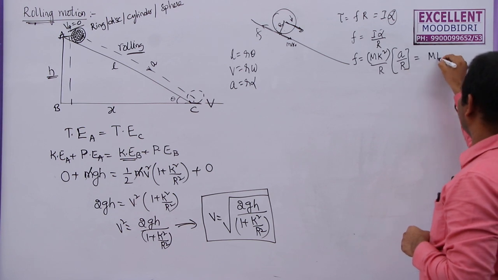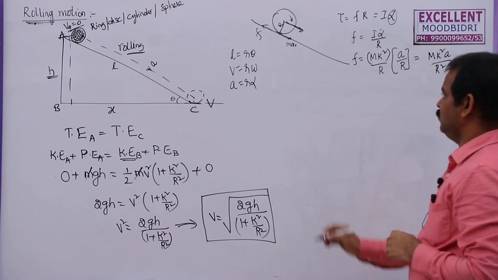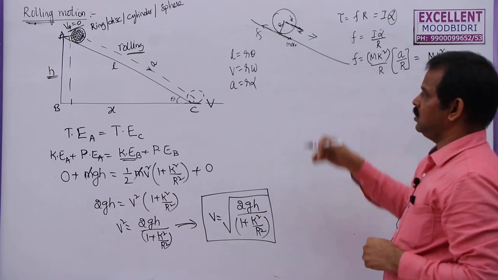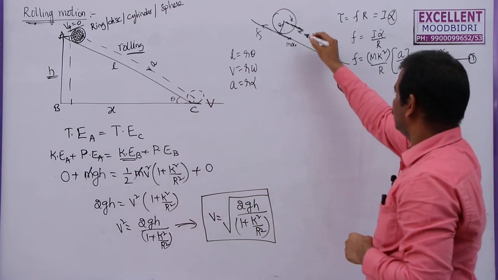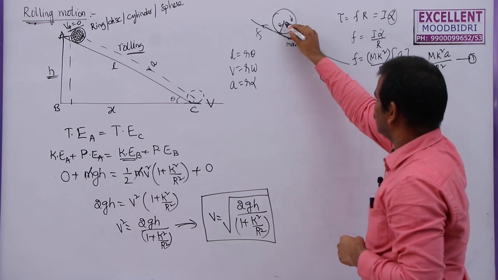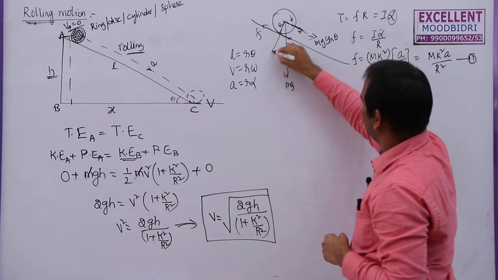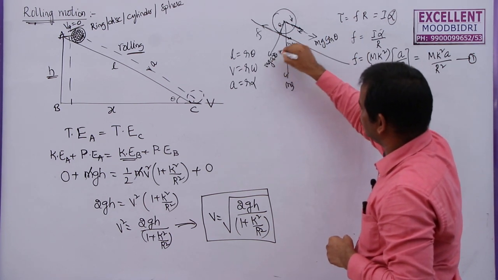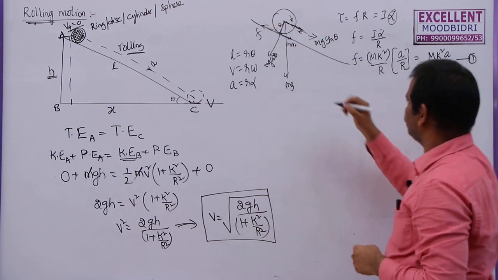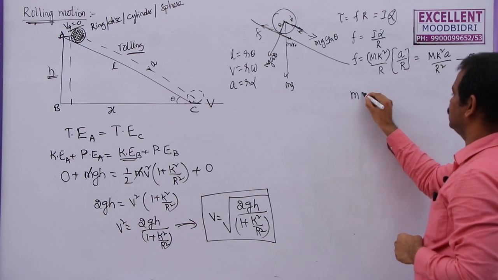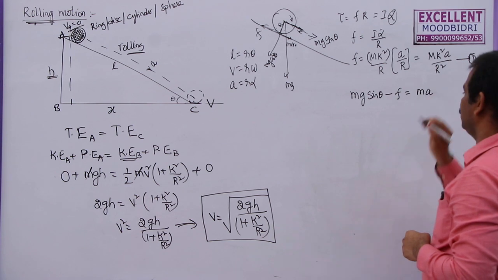Here you can write m k square A by R square, equation 1. Now, as the body is moving like this, we know that the force that is bringing this one down is the driving force. Here, the force equation is given by: if it is mg, this will become mg sin theta and this will be mg cos theta. So the driving force in this case is mg sin theta, and the frictional force is acting upwards. So now the force equation is mg sin theta minus F is equal to ma.